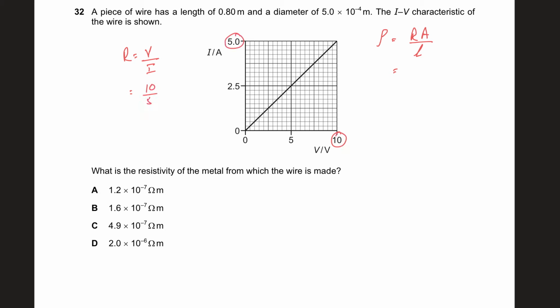So 10 over 5, which is equal to 2 ohms. Area is pi r squared, we're given the diameter, half of that is our radius, squared, upon the length, which is 0.8 meters. This gives us the resistivity as 4.9 into 10 raised to the power minus 7 meters, option C.